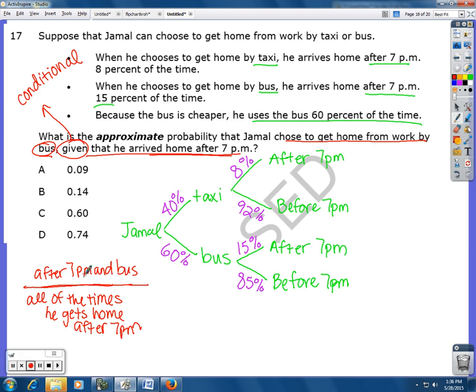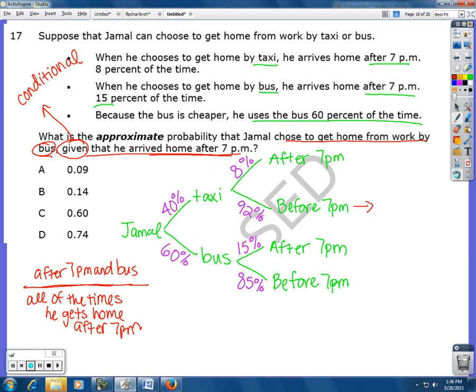On the bus out of all the times he gets home after 7 p.m.? Okay, so what we're going to do is find the probability that he gets home after 7 p.m. That's going to go in the denominator. And the numerator is going to be the probability that he gets home after 7 p.m. and he took the bus. Okay, so what we're interested in is right here.